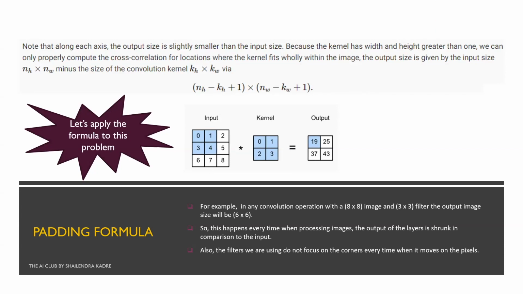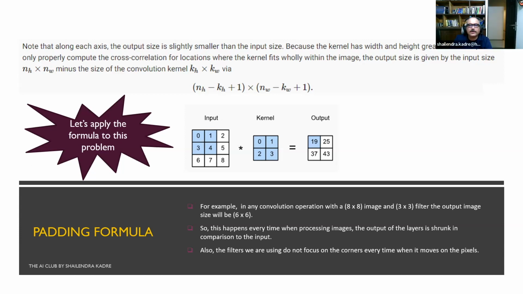Yeah, that's simple. Input has dimension 3 by 3, which means NH and NW become 3. And kernel size is 2 by 2, so KH and KW are 2 by 2. If we put that into the formula, we get output as 2 by 2. Very nice, very straight, simple.